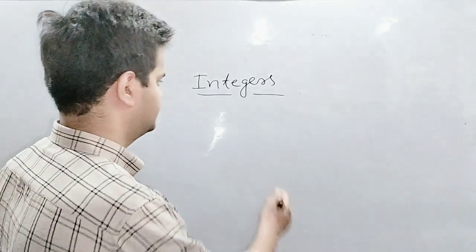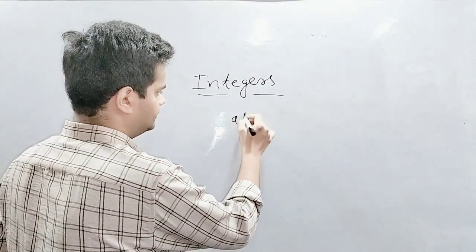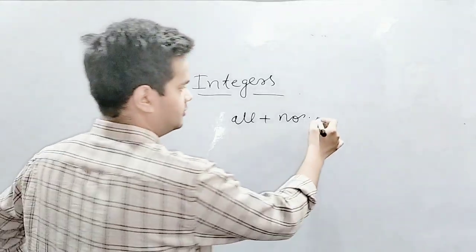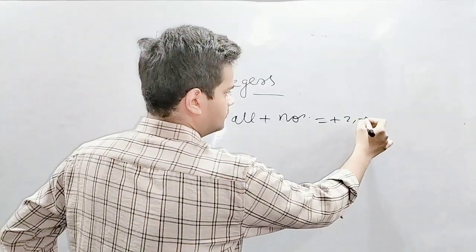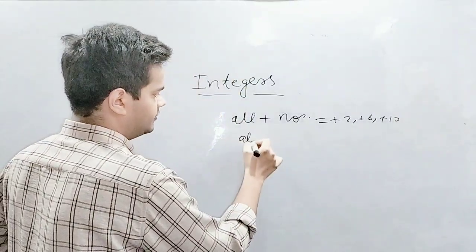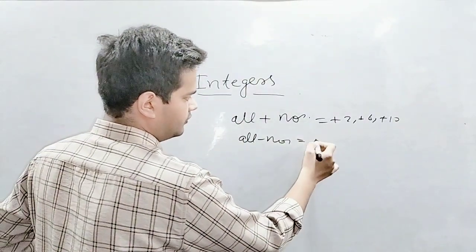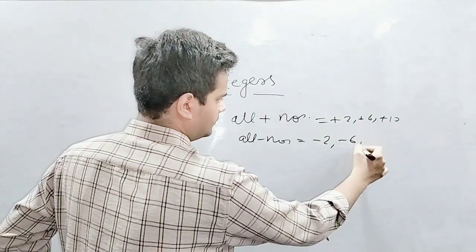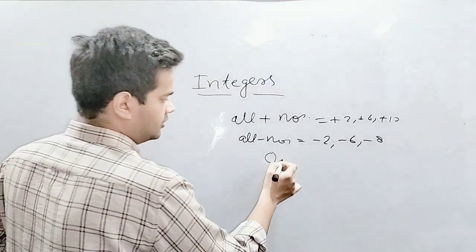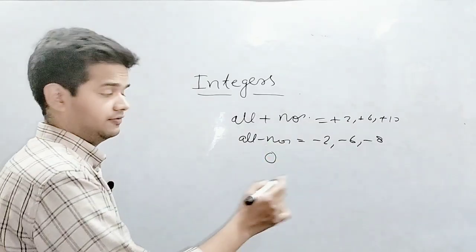And what are integers? A group of all positive numbers, like for example plus 2, plus 6, plus 10. All negative numbers, like for example minus 2, minus 6, minus 8, and 0. 0 is neither positive neither negative.